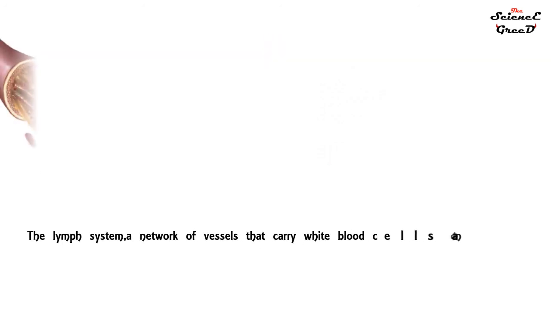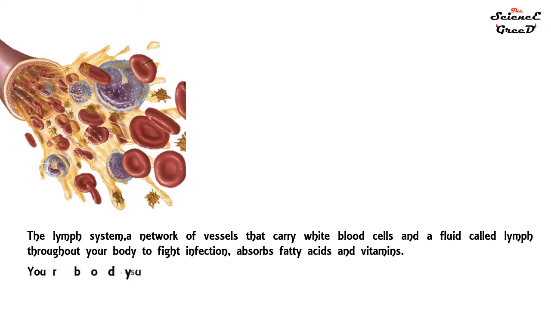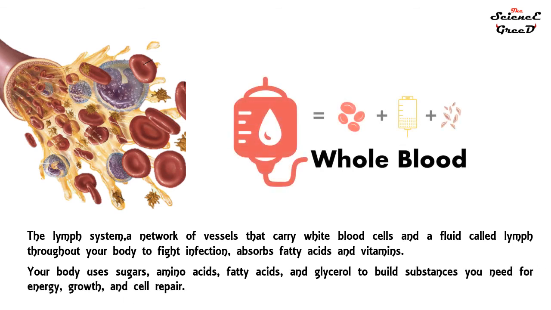The lymph system, a network of vessels that carry white blood cells and a fluid called lymph throughout your body to fight infection, absorbs fatty acids and vitamins. Your body uses sugars, amino acids, fatty acids, and glycerol to build substances you need for energy, growth, and cell repair.